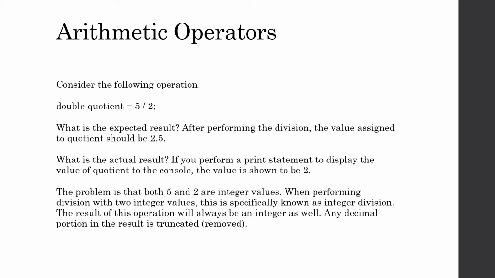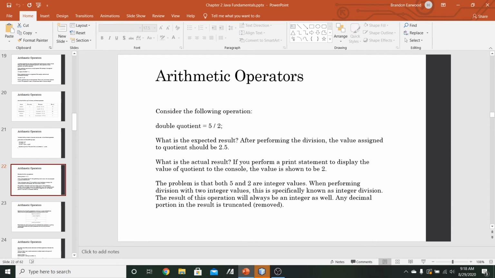So in this case, we need to make sure that we're putting it into a double, so some kind of floating point data type. So the expected result after we perform the division is that the value assigned to quotient should be 2.5. So let's go ahead and actually test this and see what happens.